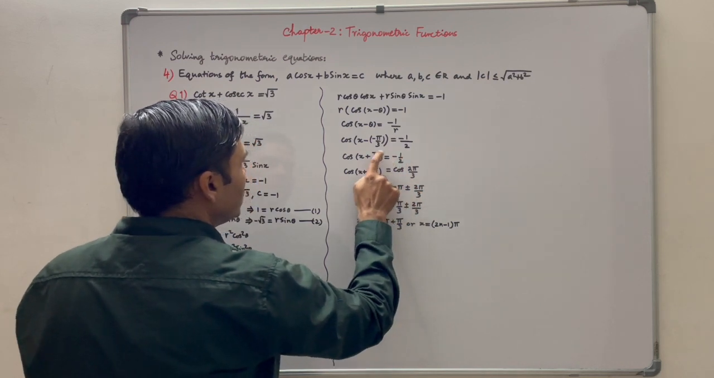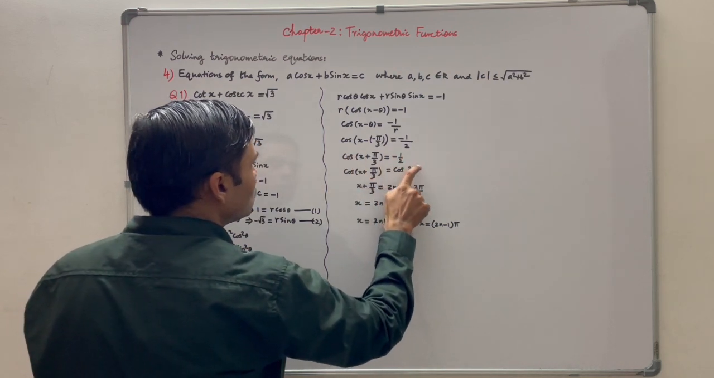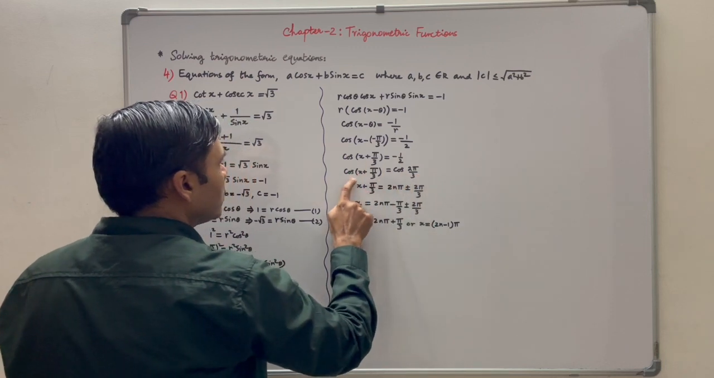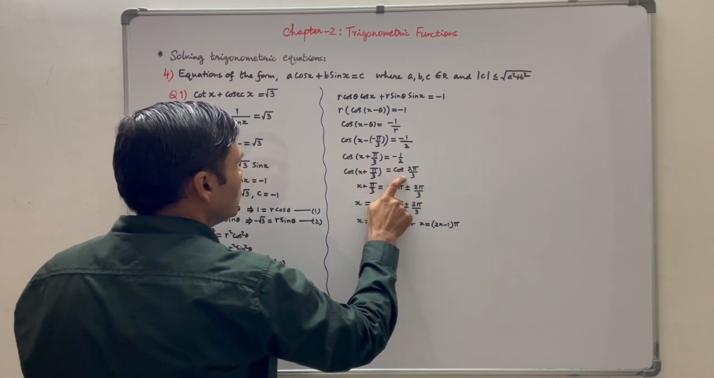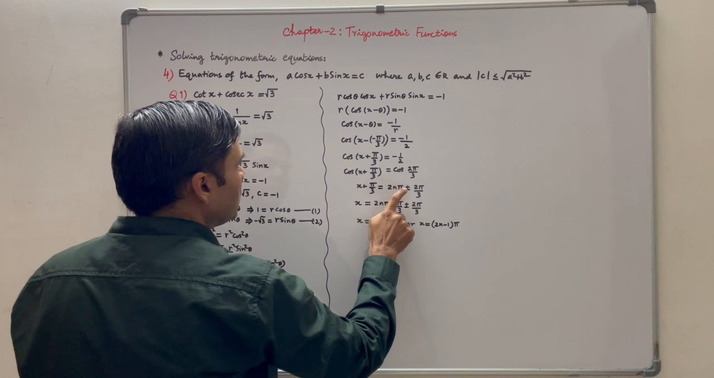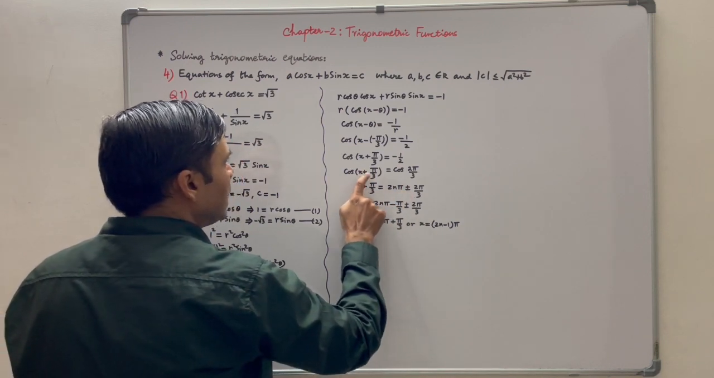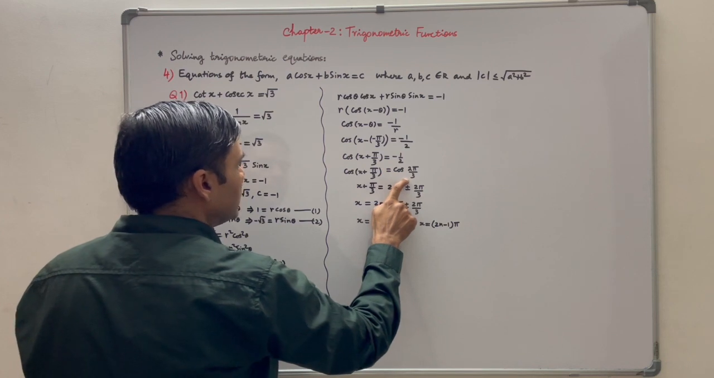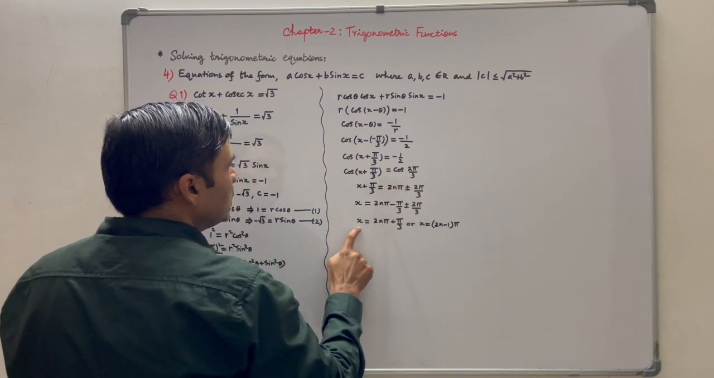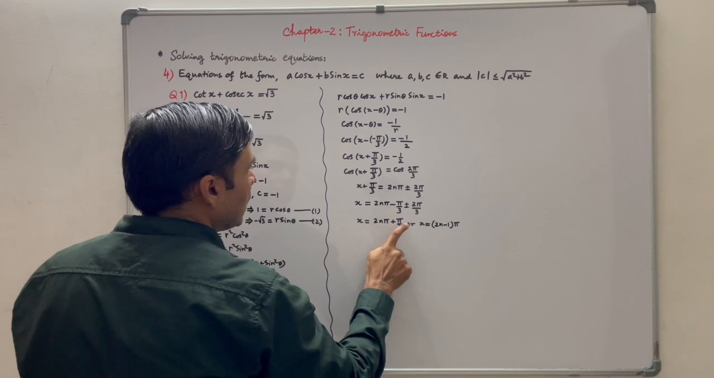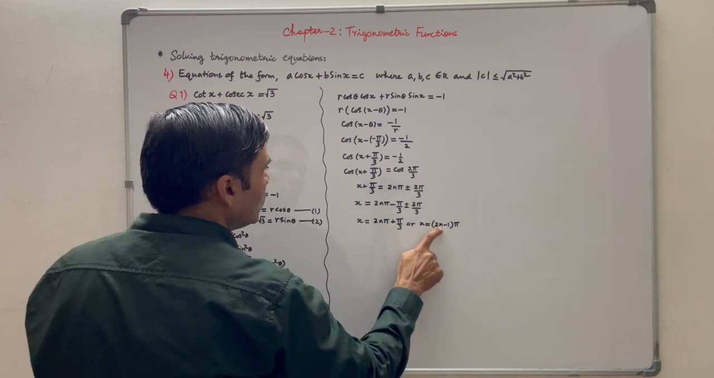Minus 1 by 2 in cos form can be written as cos 2 pi by 3. Now it is cos theta is equal to cos alpha. So theta is equal to 2n pi plus minus alpha. Here theta is equal to x plus pi by 3 and alpha is 2 pi by 3. So x comes out to be 2n pi plus pi by 3, or x is equal to (2n minus 1) pi.